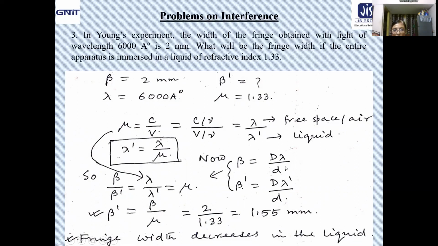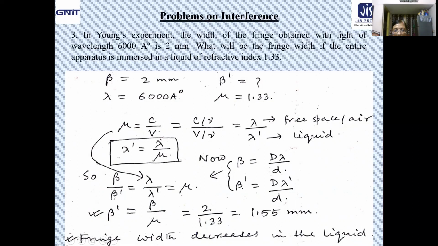Now beta equal to Dλ by d and beta prime equal to Dλ prime by d, because other things remain the same. The entire apparatus is immersed in a liquid, so only lambda will change, because the velocity of light changes in a medium. So what are we getting? Beta by beta prime equal to lambda by lambda prime equal to mu, because lambda prime equal to lambda by mu.